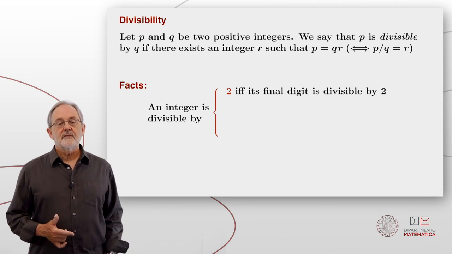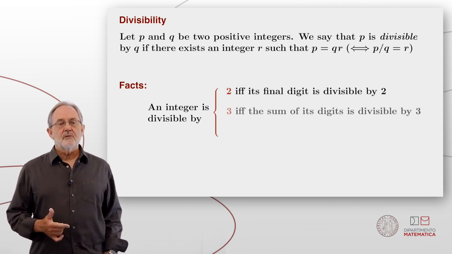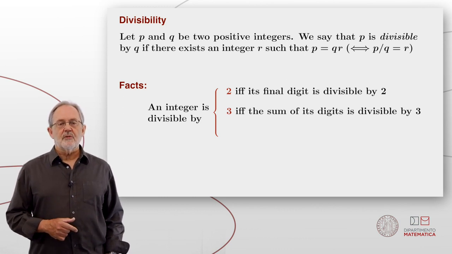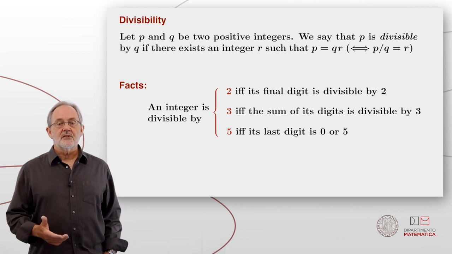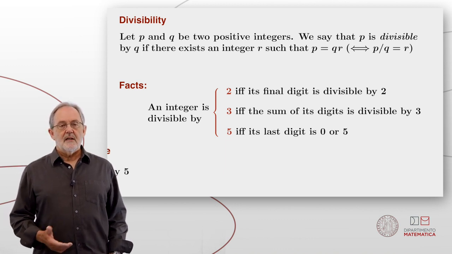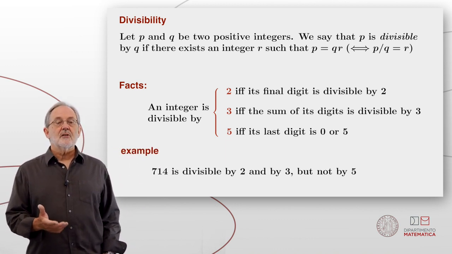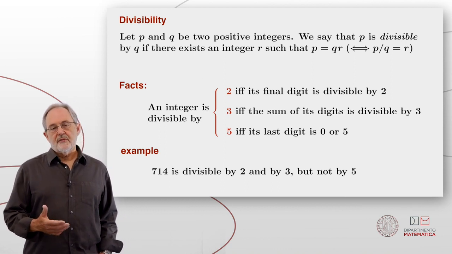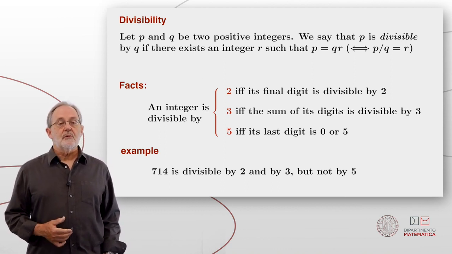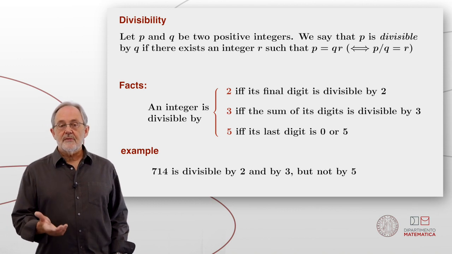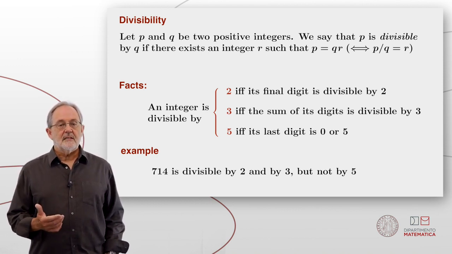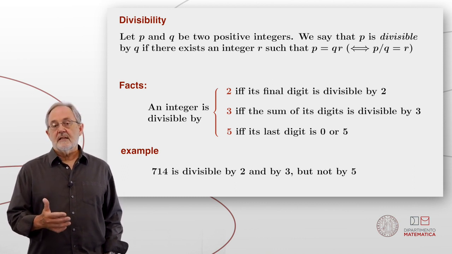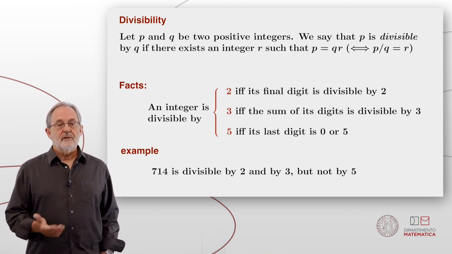To return then to divisibility, an integer is divisible by 3 if and only if the sum of its digits is divisible by 3, and by 5 if and only if its last digit is a 0 or a 5. Let's apply these rules to the number 714. It's divisible by 2 because 4 is divisible by 2. It's divisible by 3 because the sum of its digits is 12. And it's not divisible by 5 because it doesn't end in a 0 or a 5.